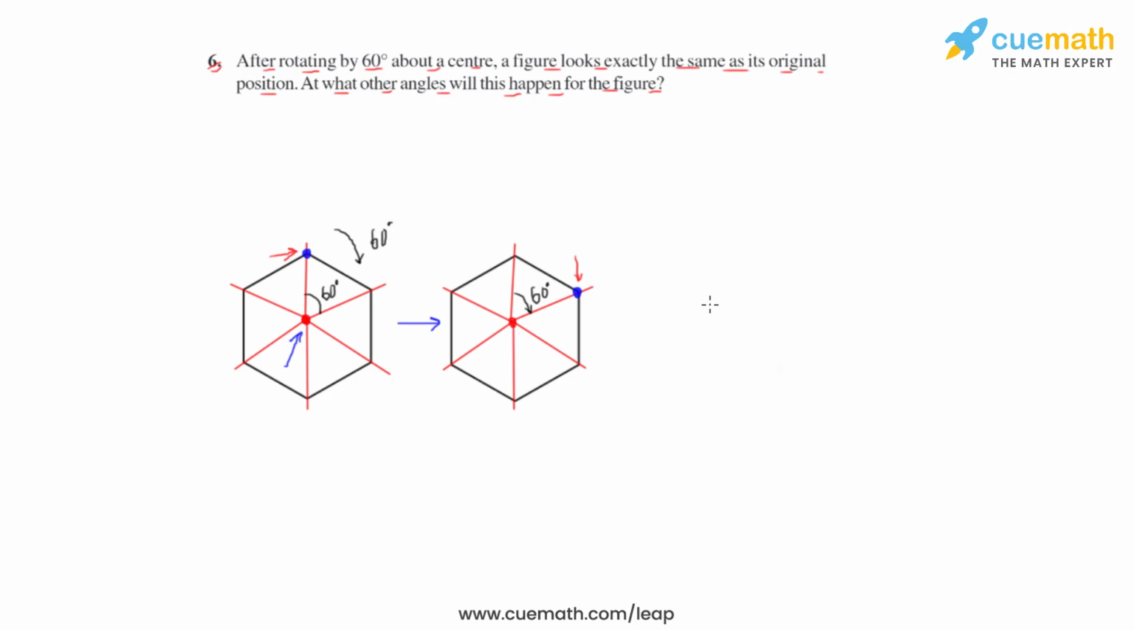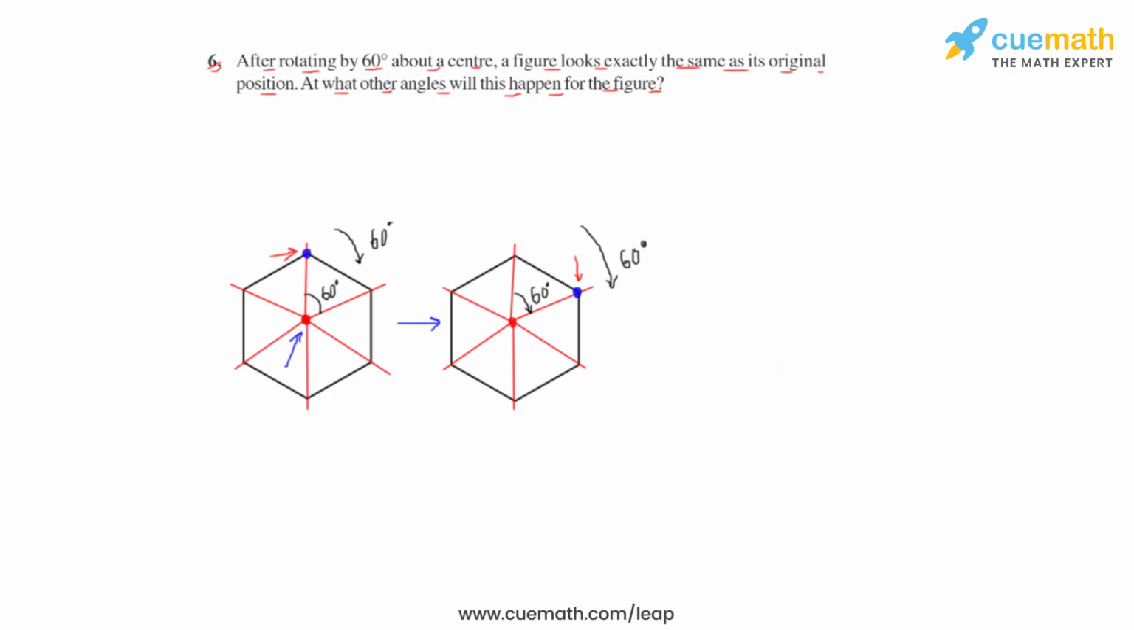Let us again rotate this figure by 60 degrees in the same clockwise direction. So we'll use the concept of rotational symmetry, where if the figure is rotated initially by 60 degrees about its center of rotation, it is again going to look exactly the same as the initial figure if it is rotated by the same angle measure from its last position. So that is why we are rotating it again by 60 degrees.